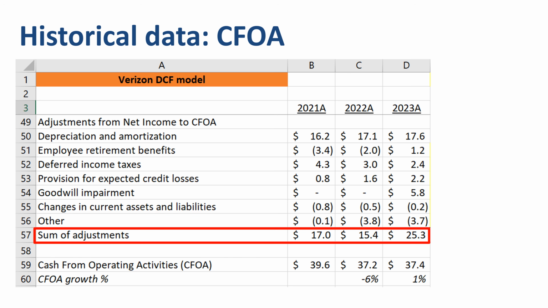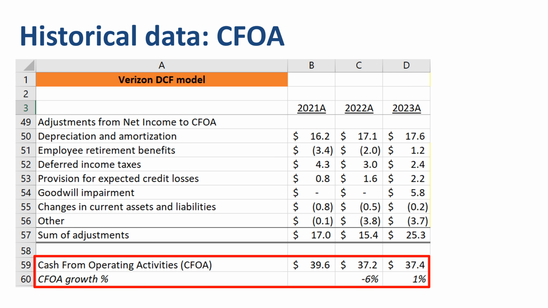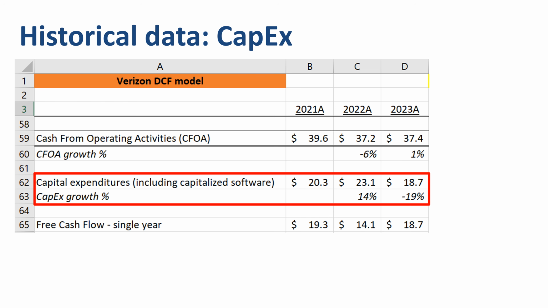The sum of the adjustments from net income to cash from operating activities is large, mostly due to adding back depreciation and amortization. CFOA is the next important subtotal in our DCF model. Only capital expenditures are left before we get to the end goal of the free cash flow line.